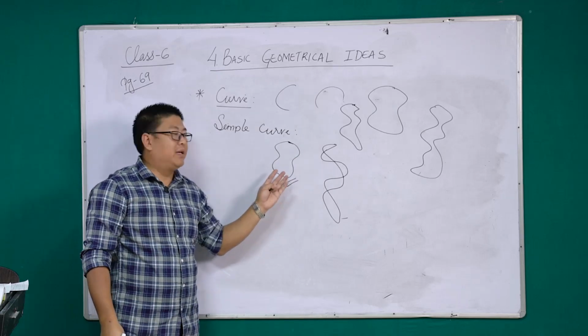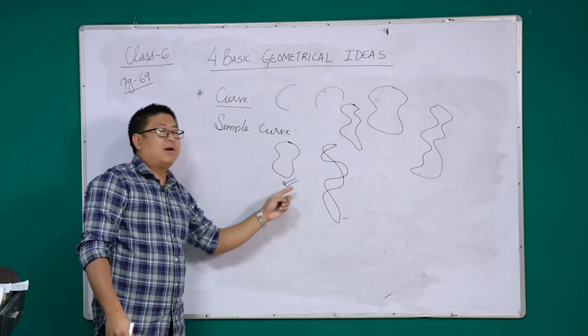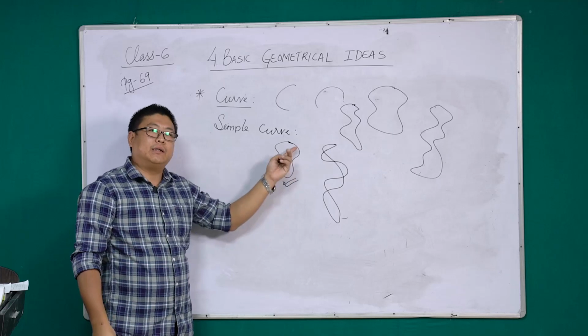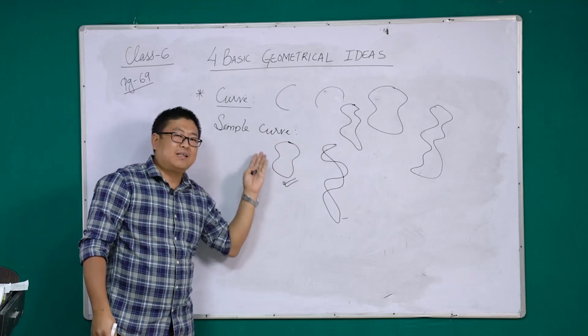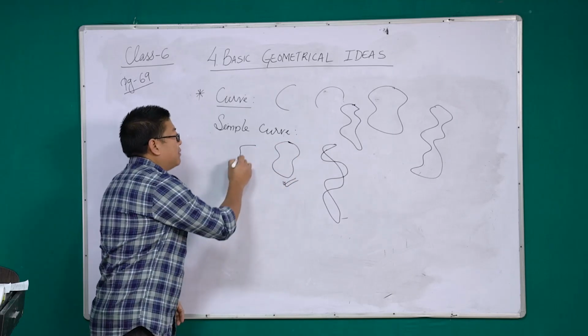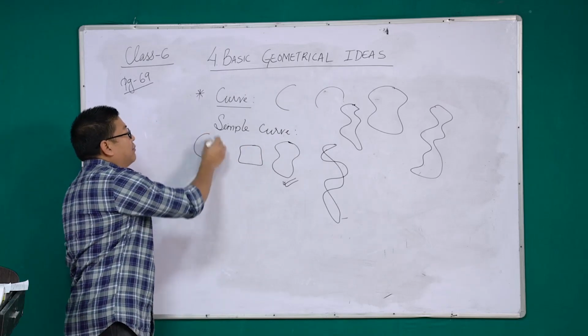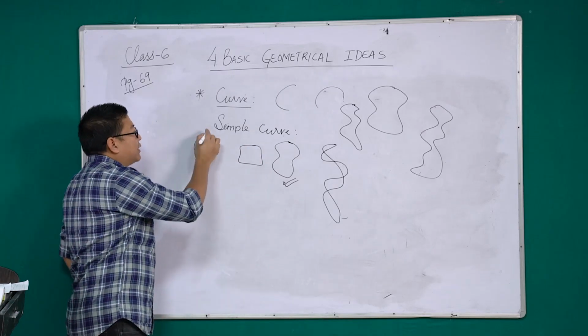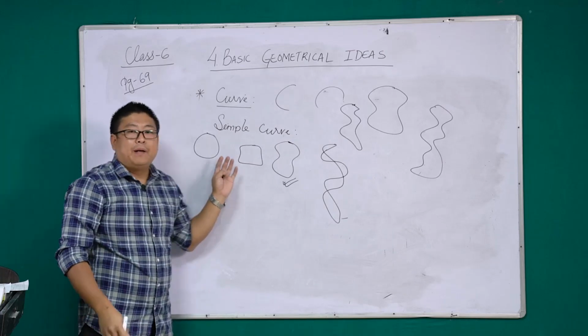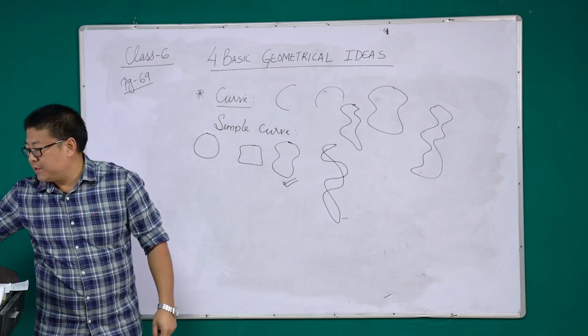So, a simple curve means you start somewhere, go around simply and come back without touching each other. So a simple curve means something like this. It can be something like this. All right, it can be like this. The ends have to meet each other, of course. Now these are called simple curves.